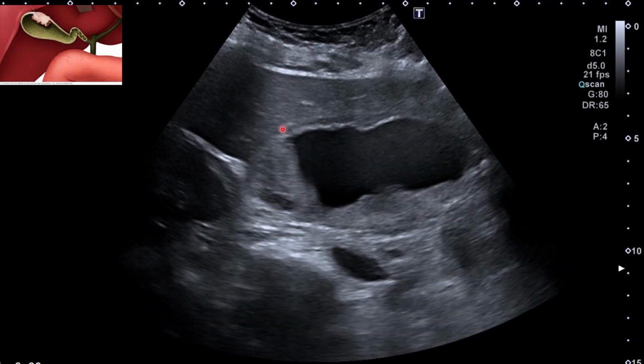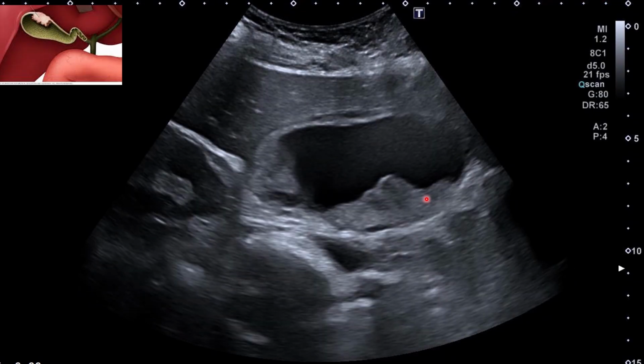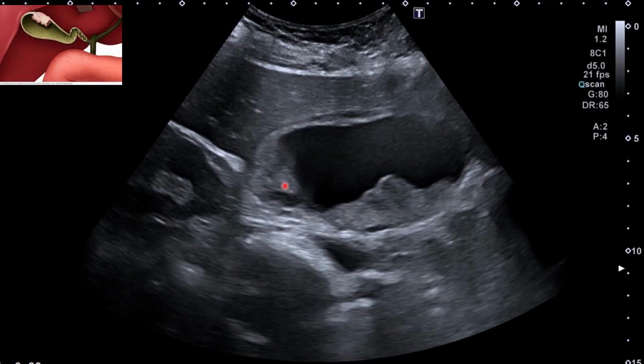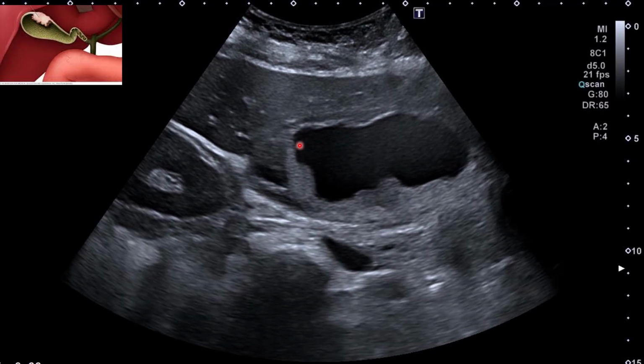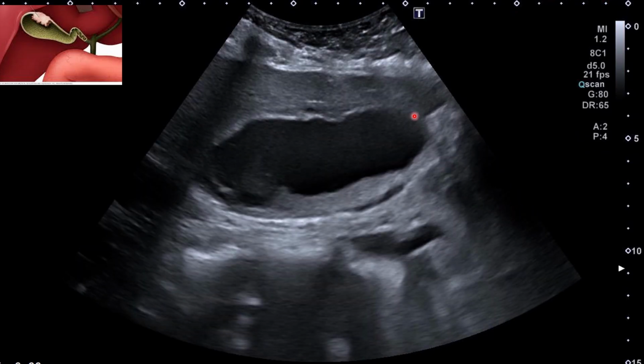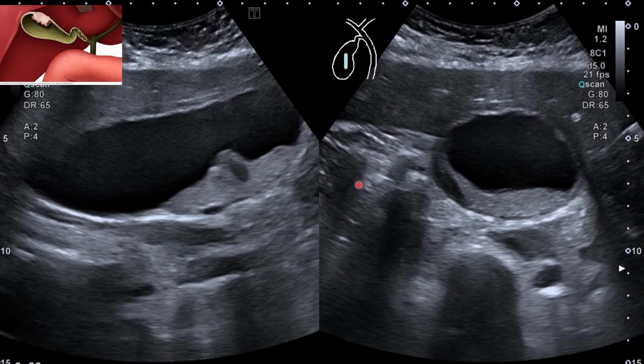So you see here, this is the gallbladder. Look at the gallbladder walls there. There's a mass. You can see the mass there and the mass there on the gallbladder. Gallbladder walls are also thickened here. Here you see what we're having there.